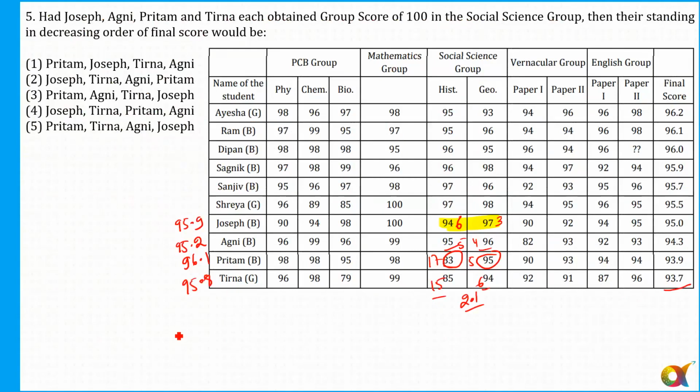And now I need to arrange in decreasing order. So highest is for whom? That is Preetham. Okay, highest is for Preetham. Then after 96.1, the next is 95.9, that is Joseph. After Joseph, it is Tirna, and after Tirna, it is nothing but Agni. So which option? PJTA. Which is the option? That is option number 1. So the correct answer for this question is option 1.